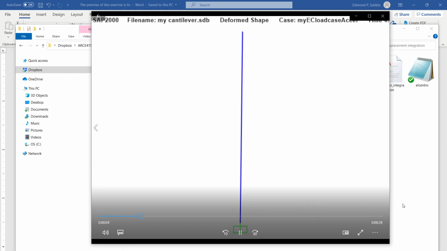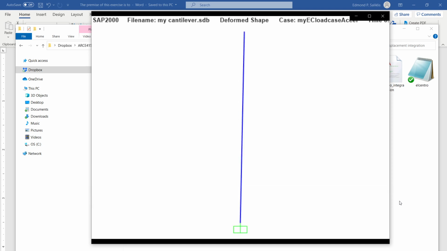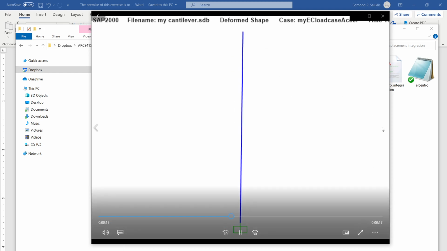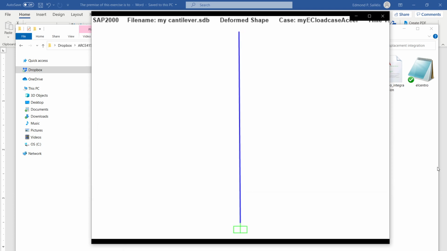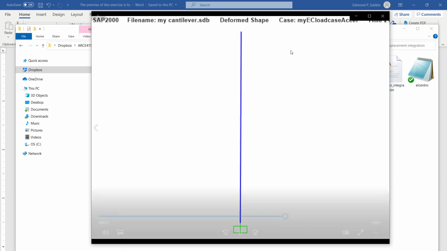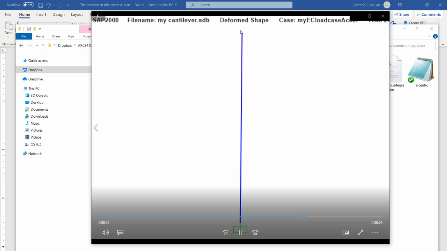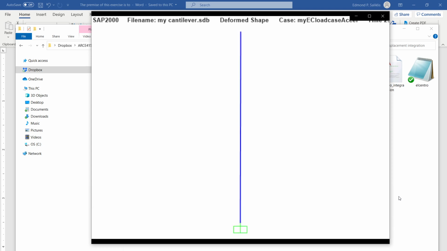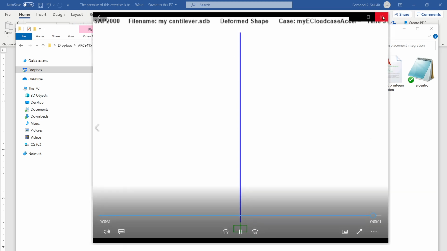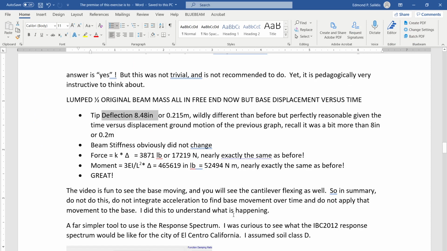This is the thing that students don't understand. It's a pseudo force. Go back to your theory. It's M times U ground double dot over time applied as a load. And that's exactly what SAP is doing, but the M is tricky. It could be a lump M at the tip, or it could be the distributed M. I recommend the distributed M. So that is great news that it all works out perfectly.